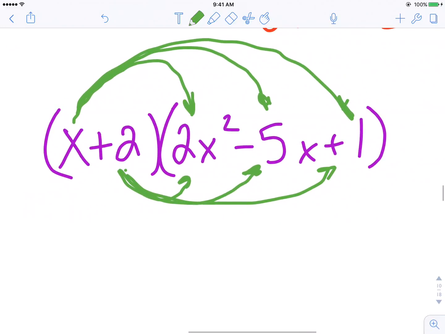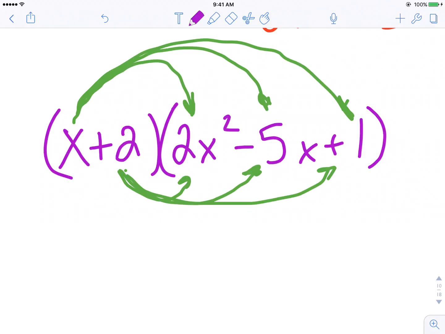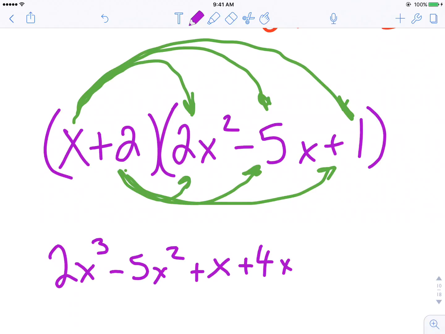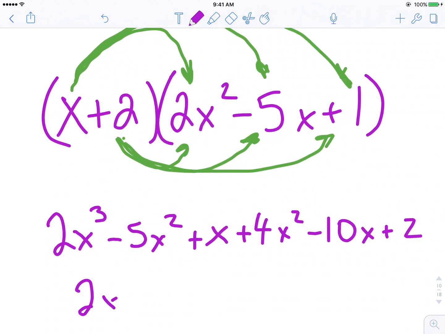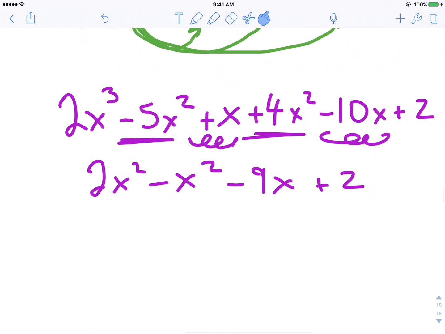And if I can do that step in my head, then I can simply go straight to writing down: x times 2x squared is 2x cubed. x times minus 5x is minus 5x squared. x times 1 is x. 2 times 2x squared is 4x squared. 2 times minus 5x is minus 10x. And 2 times 1 is 2. Combine your like terms: minus 5x squared and 4x squared is minus x squared, x and minus 10x is minus 9x, and 2.